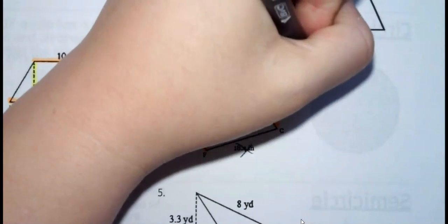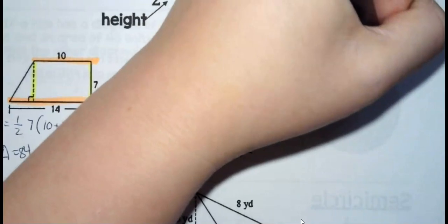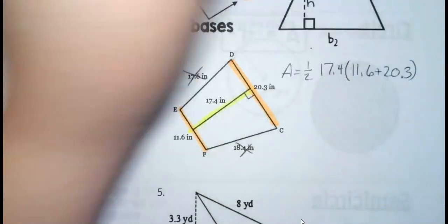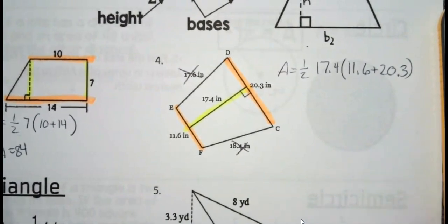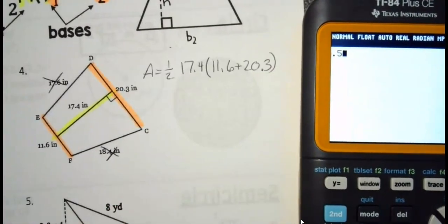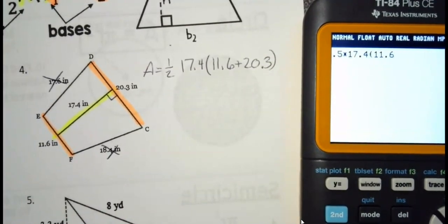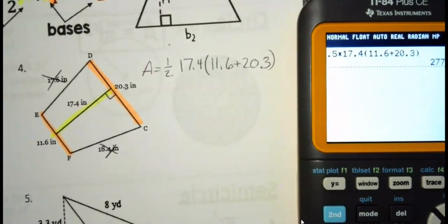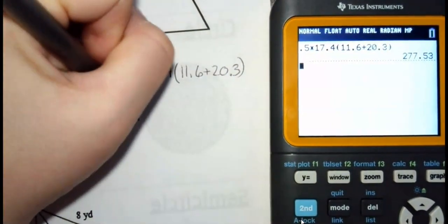So the area is 1/2 times the height, which is 17.4, times parentheses 11.6 plus 20.3. All right, so we're going to add those together. I like to type in 0.5 times 17.4 times 11.6 plus 20.3, and then we get that number. Delta Math wants you to round it to the nearest tenth, so that's what we're going to do.